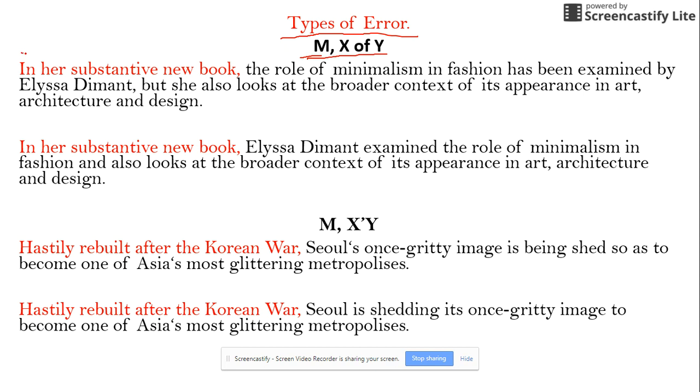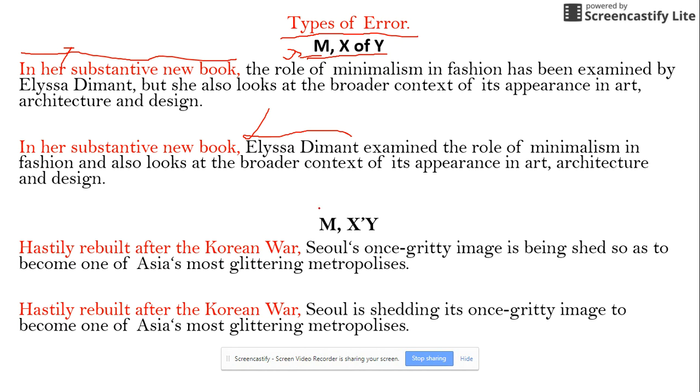It's very clear: in her substantive new book. Her is, no doubt, a human being. So now it's clear that it cannot be the role, but it should be a human being. Because for the role, it should be its, not her. So it is Elisa Dement, right? So the second one is correct. This is the first type of error that GMAT tests.